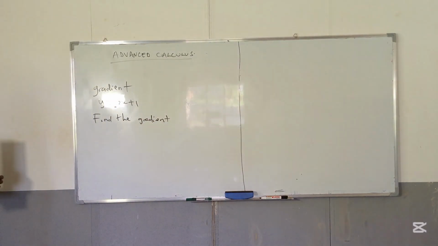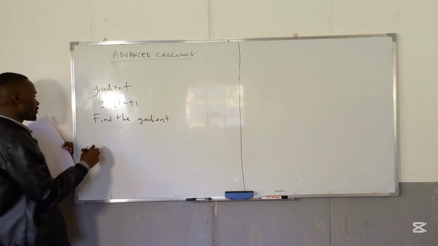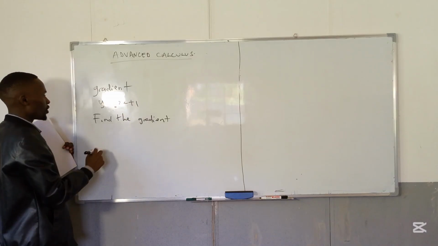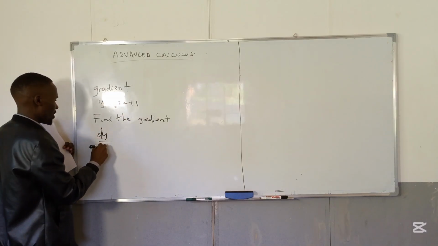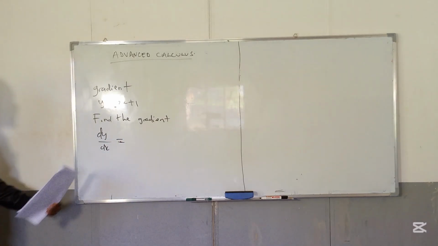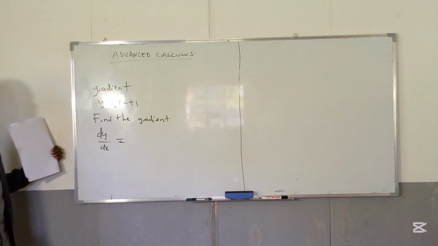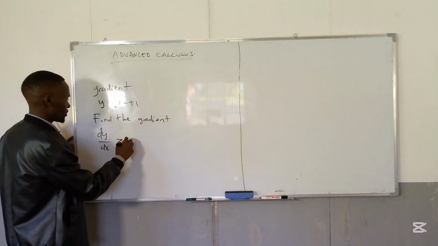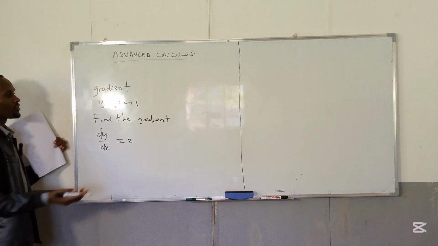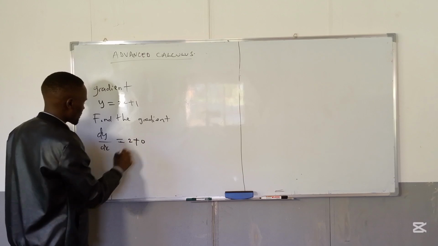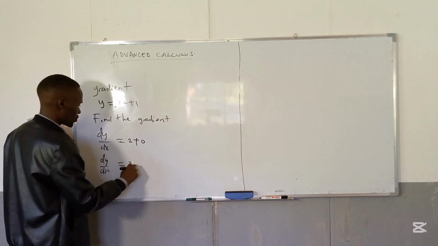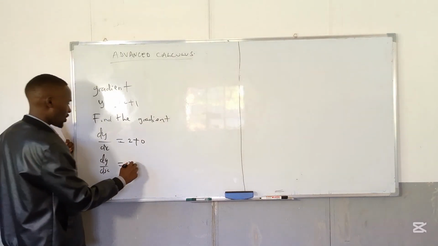Find the gradient. There they mean that you have to find the derivative of y which equals 2x plus 1, which you denote as dy over dx. So the derivative of 2x is the same as 2, and the derivative of any constant value like 1 is 0. This is now the derivative. The derivative dy/dx equals 2. So here we have found the gradient.